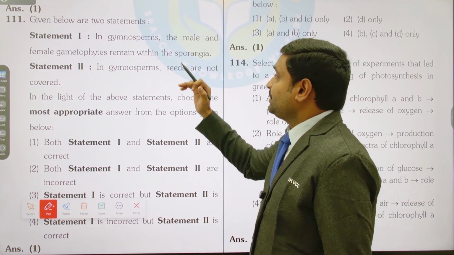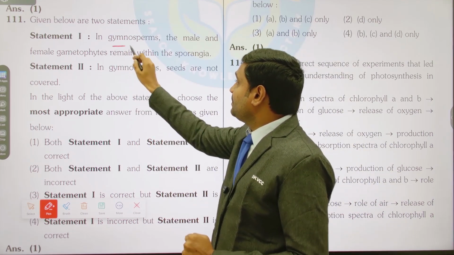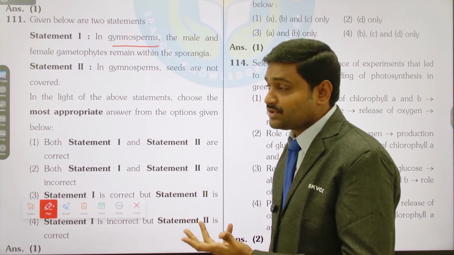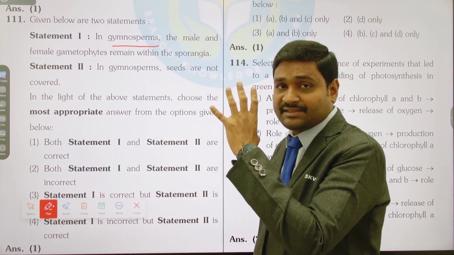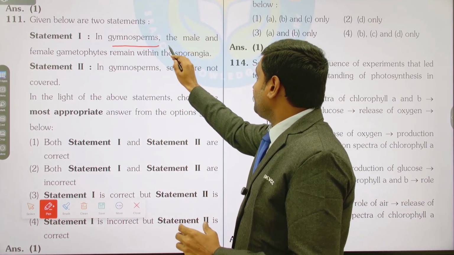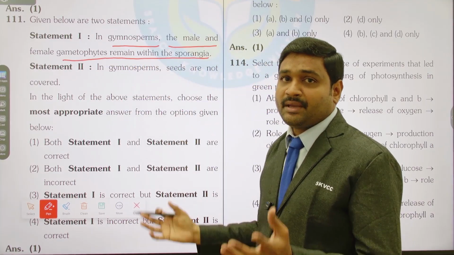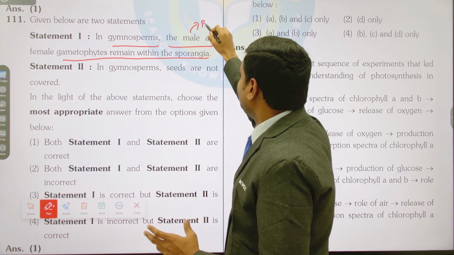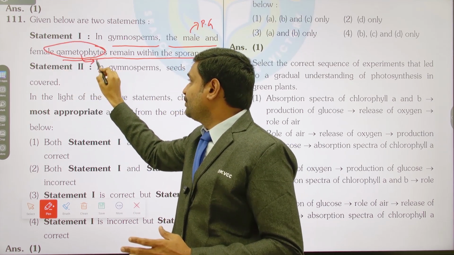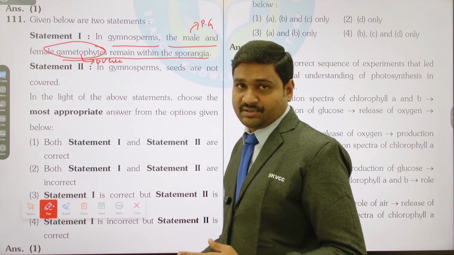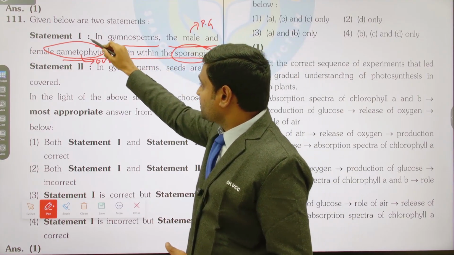So the given two statements, if you observe closely statement 1, in gymnosperms. Here we know this is the chapter from plant kingdom, the last segment of the plant kingdom, that is gymnosperms. So in gymnosperms, the male and female gametophytes remain within the sporangia. Male gametophyte is nothing but a pollen grain, female gametophyte here is the ovule with respect to gymnosperms. So yes, they remain within the sporangia.